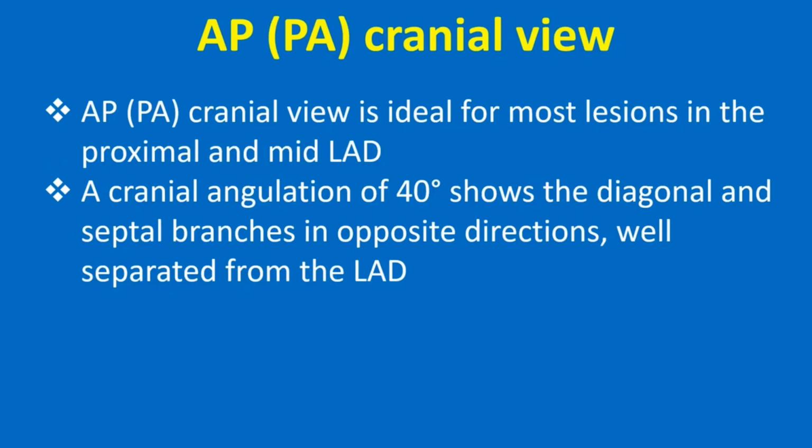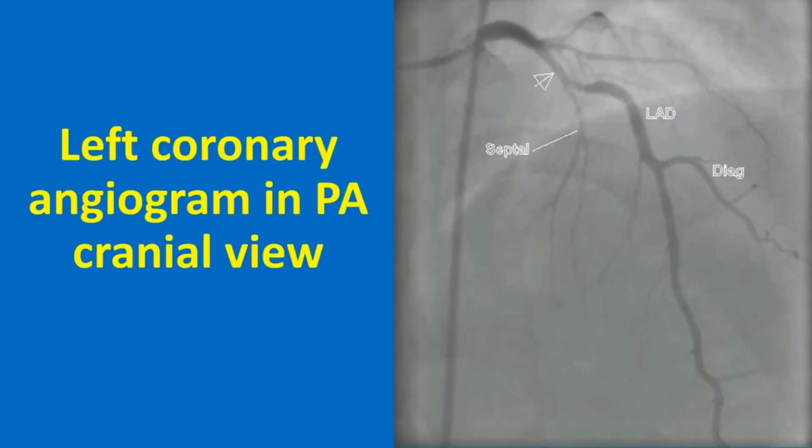PA cranial view is ideal for most lesions in the proximal and mid LAD. A cranial angulation of 40 degrees shows the diagonal and septal branches in opposite directions, well separated from the LAD. Left coronary angiogram in PA cranial view showing a proximal plaque marked by an arrow in LAD.